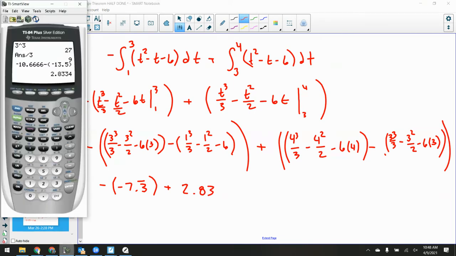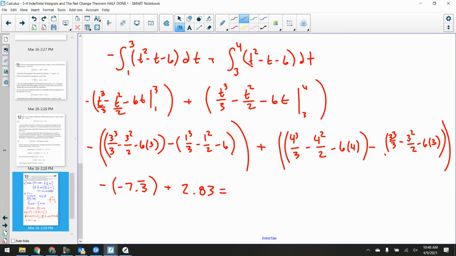So my total is 7.3 plus 2.83. So total distance traveled, I got 10.17 when I did it earlier, but 10.13. I might have rounded a little bit differently. 10.13 meters.